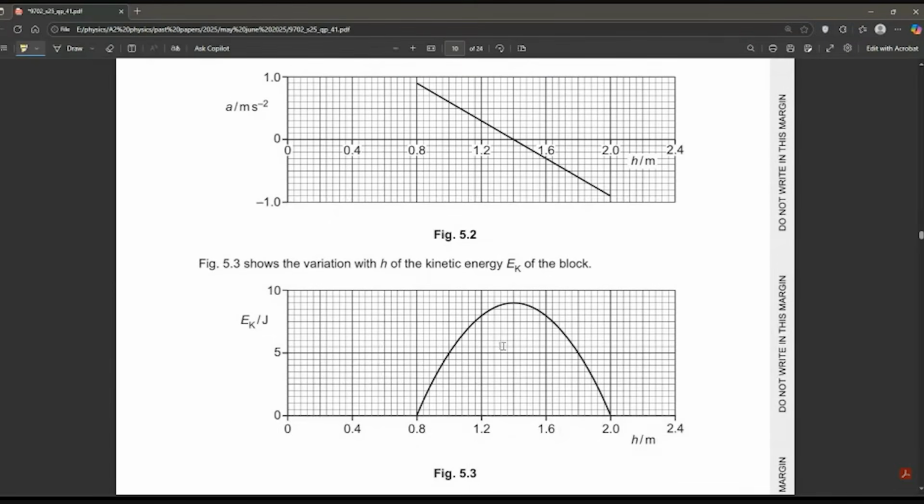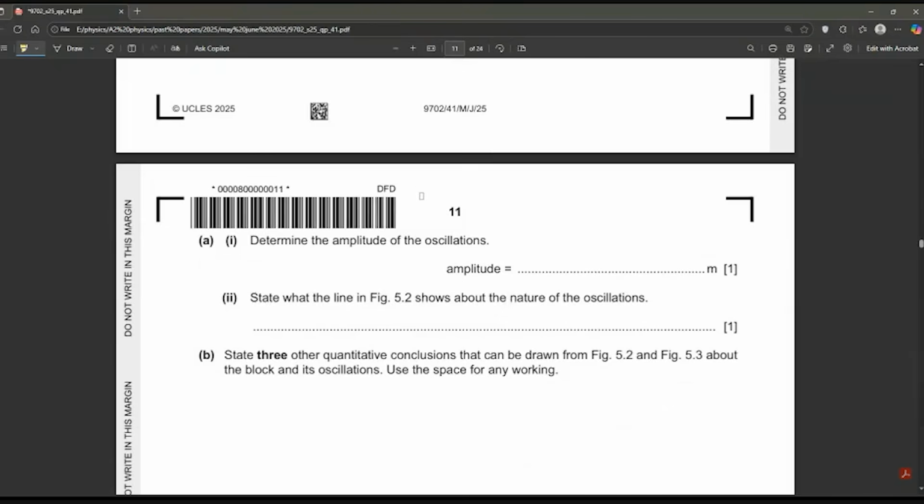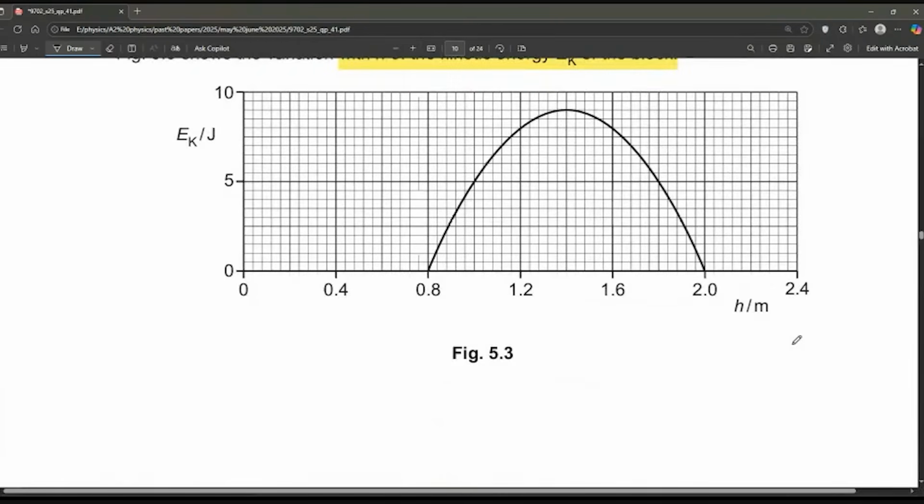Figure 5.3 shows the variation with h of the kinetic energy of the block. Determine the amplitude of oscillations. Beta, you have to determine the amplitude of oscillations. How will you do that?